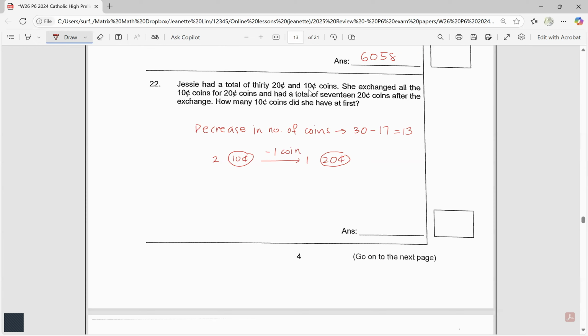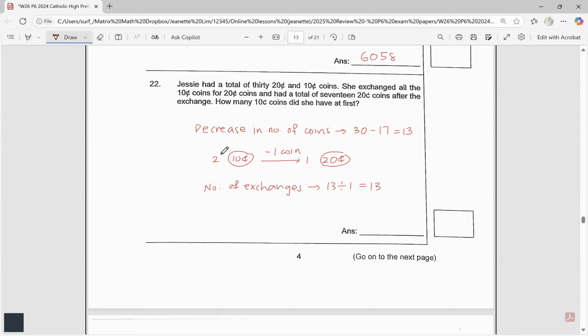So if it decreases by 13 coins, the number of exchanges would be 13 divided by 1. A total of 13 in the decrease, divided by every exchange, which is a decrease of 1. So there are basically 13 exchanges. 13 times when you exchange 2 10-cent coins for 1 20-cent coin. So if the question is asking how many 10-cent coins, right?